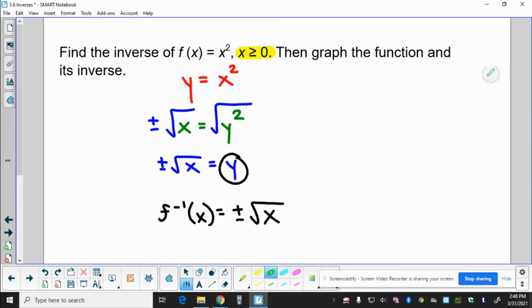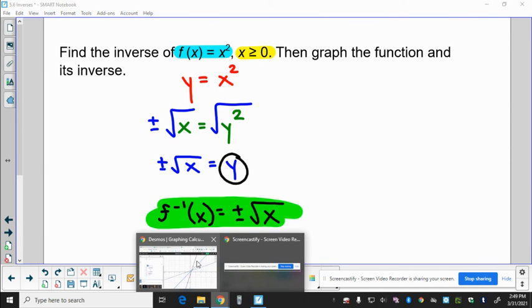at this information. So here's the inverse. Here's the original problem. They should be mirror reflections of one another with respect to the line y equals x. So let's go to Desmos.